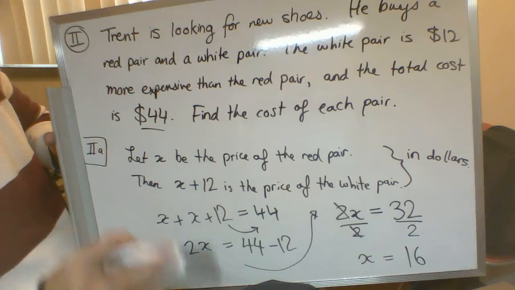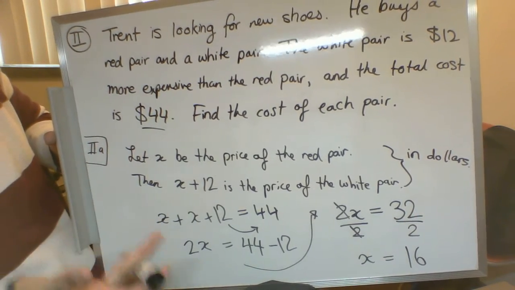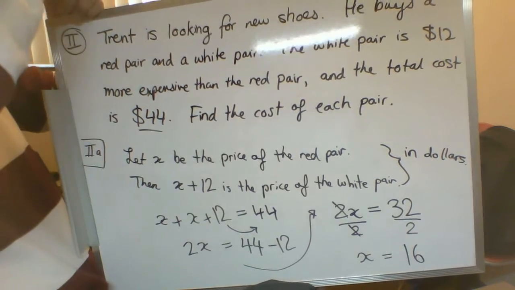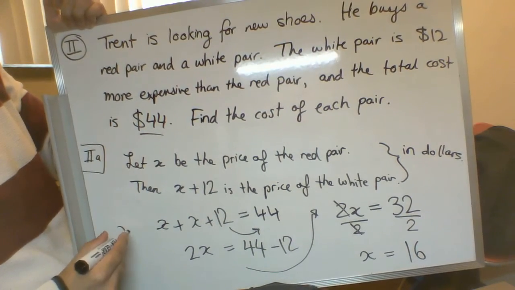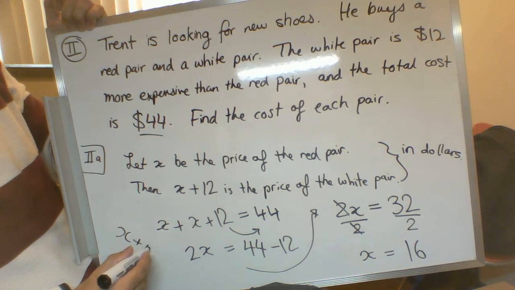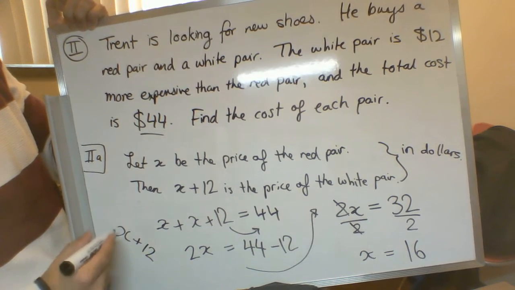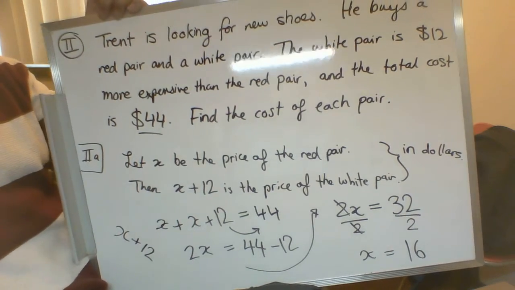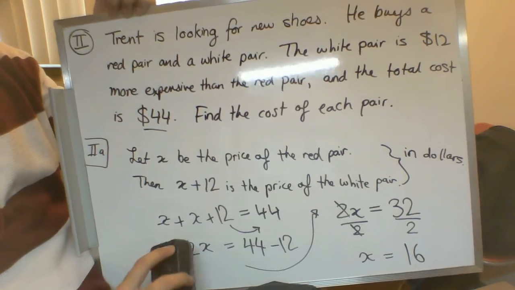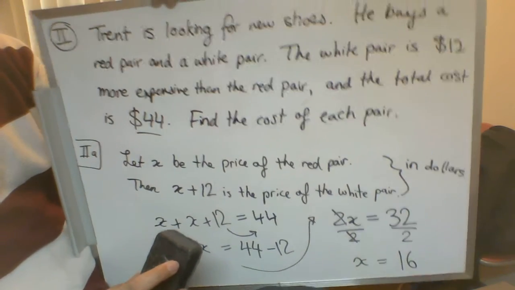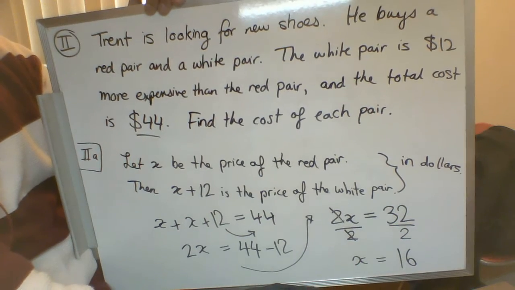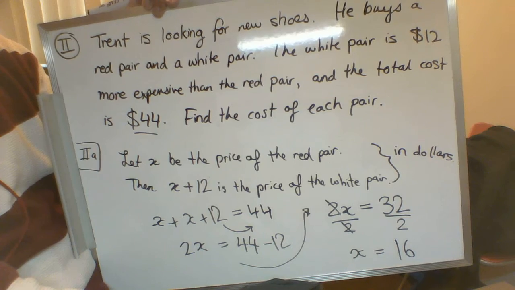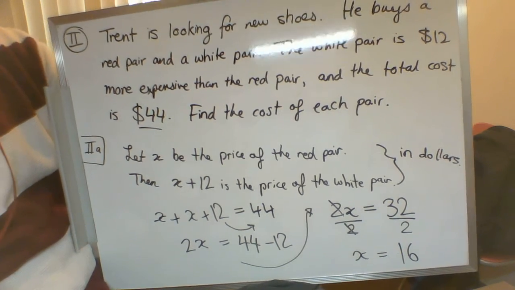So then you would write a therefore statement that says, therefore, the red pair costs $16 and the white pair costs $28. And if you really wanted to show it, you could put in an extra little line that says x plus 12 is the white pair, and then replace the x with 16, so you can show that you've got 16 plus 12 in there as well to show how you got the 28. The therefore statement is something that we haven't put in yet, but it's something that you should put in your answer. I'm just a little bit short of space on the board right now.